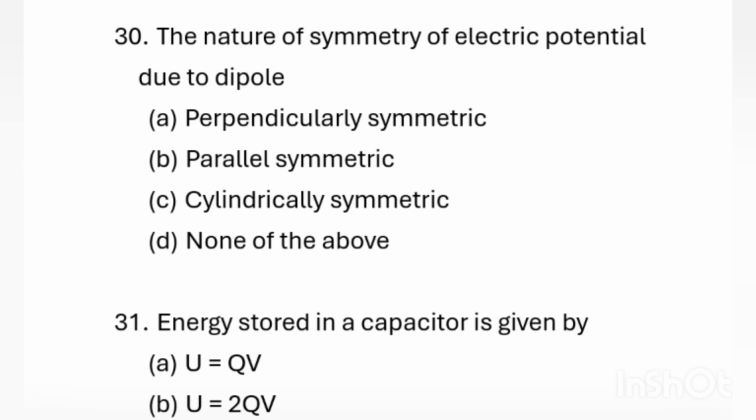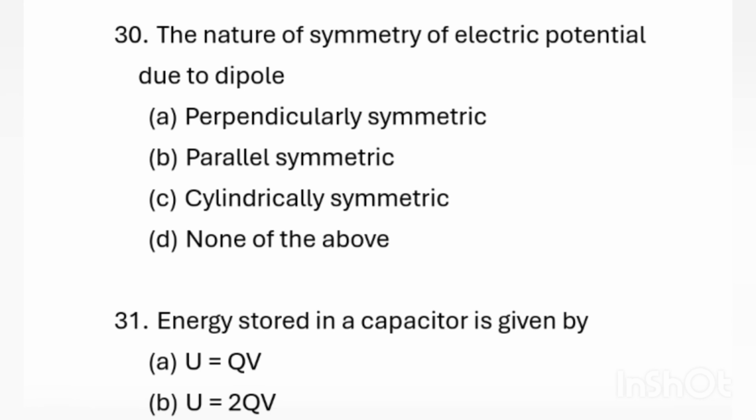Question number 30. The nature of symmetry of electric potential due to dipole. Option A, perpendicularly symmetric. Option B, parallel symmetric. Option C, cylindrically symmetric. Option D, none of the above. Here the correct answer is option C, cylindrically symmetric.